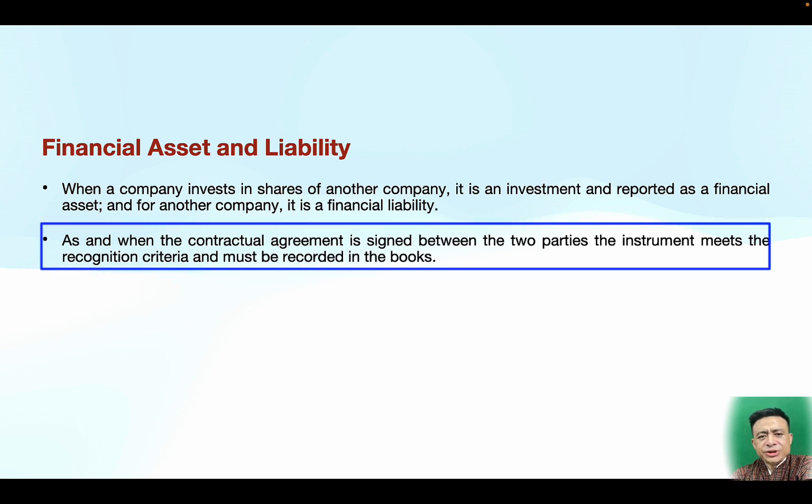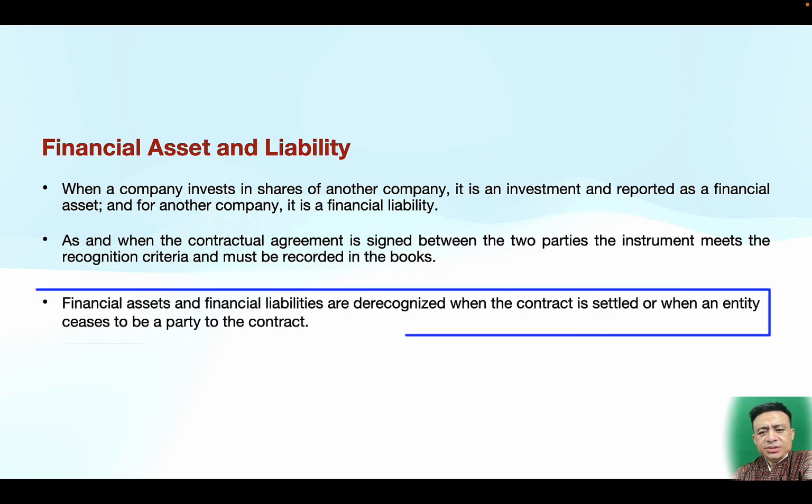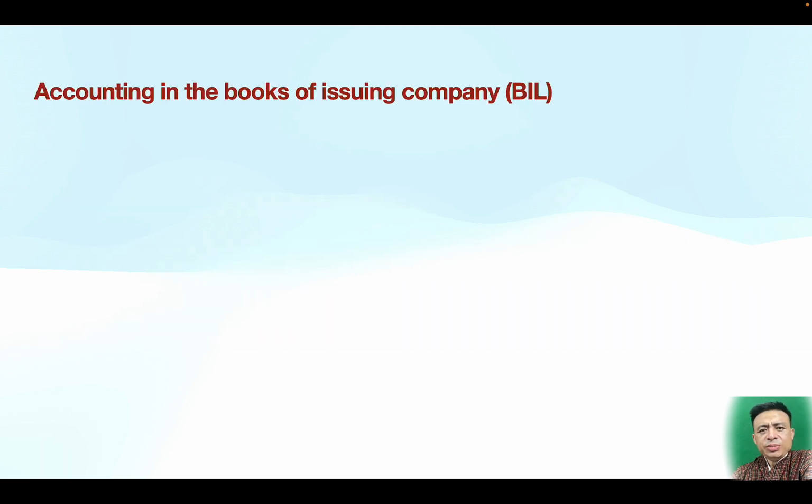As and when the contractual agreement is signed between the two parties, the instrument meets the recognition criteria and must be recorded in the books. And financial assets and liabilities are de-recognized when the contract is settled or when an entity ceases to be a party to the contract. Now let's look at the accounting in the books of the issuing company.